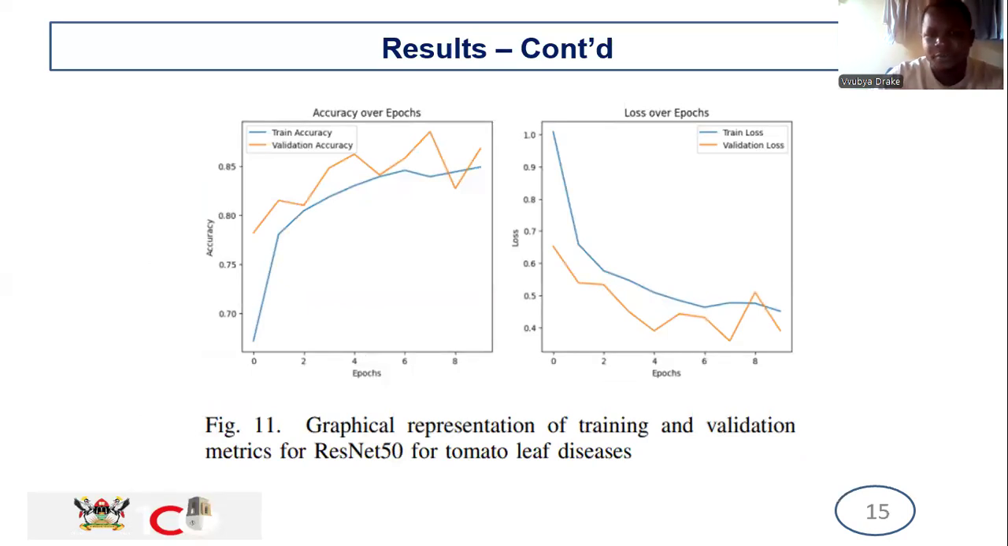Then this is a graphical representation of training and validation metrics for specifically ResNet on tomato leaf disease, showing how accuracy and loss were changing with an increase in the number of epochs. It shows the accuracy was going up as the loss was going down.